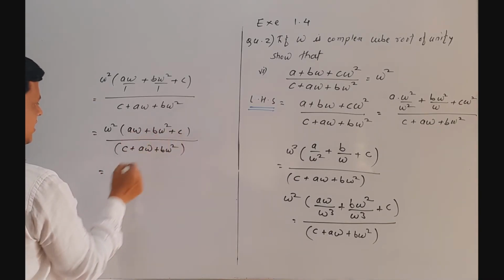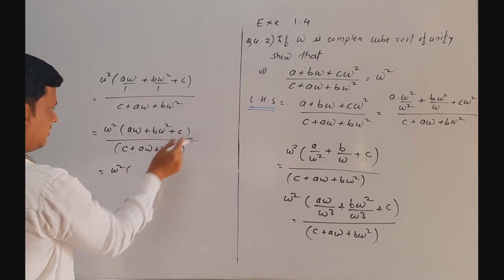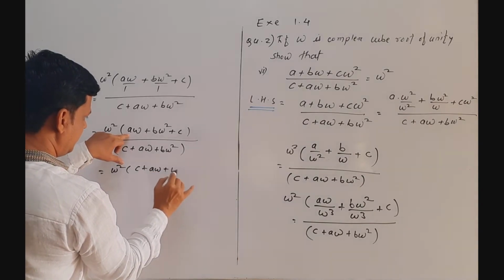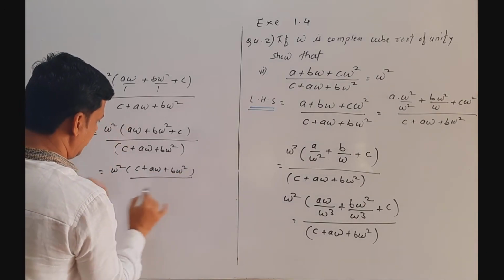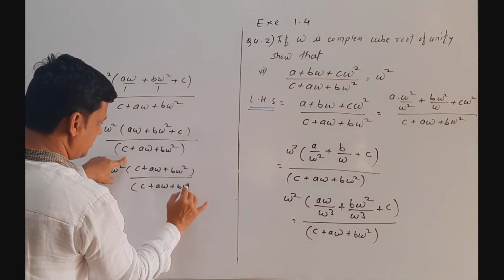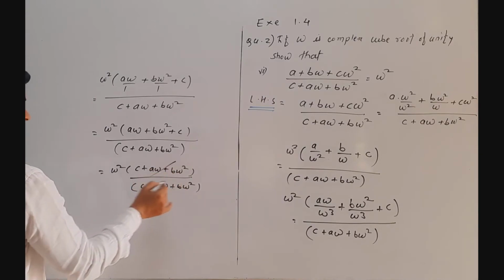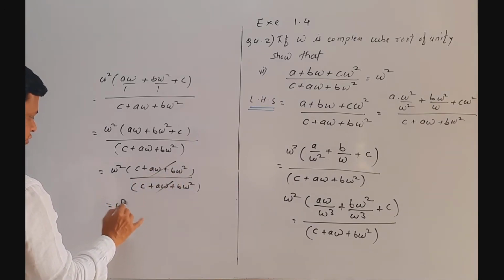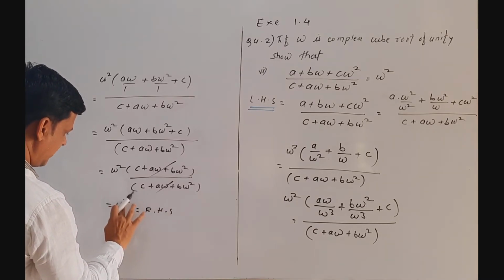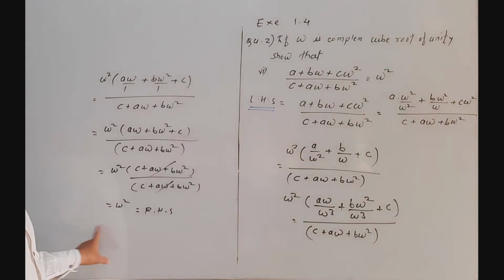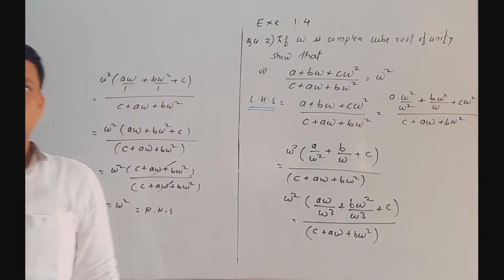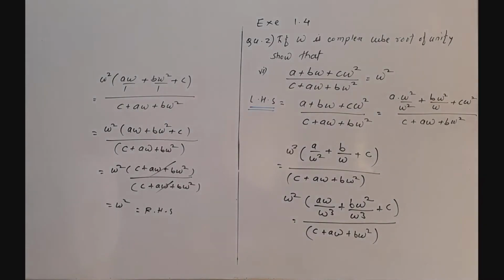So we rearrange these numerator terms in the bracket. We write C first, then A omega plus B omega square, upon this denominator as it is, C plus A omega plus B omega square. So you can cancel these terms. So we get omega square, which equals RHS. So in this way we can show this term equals omega square, that means LHS equals RHS.